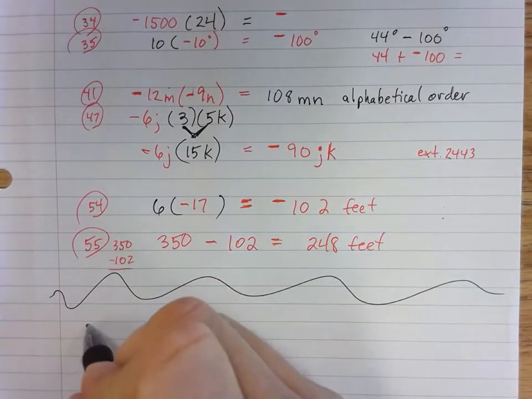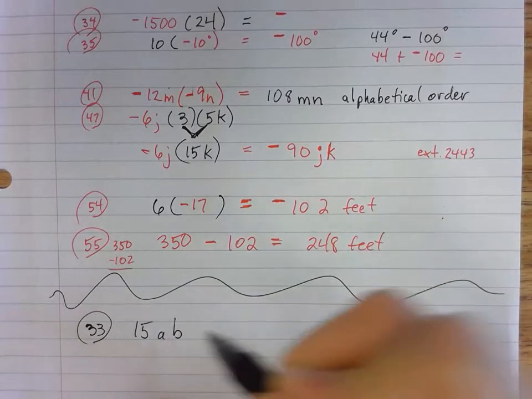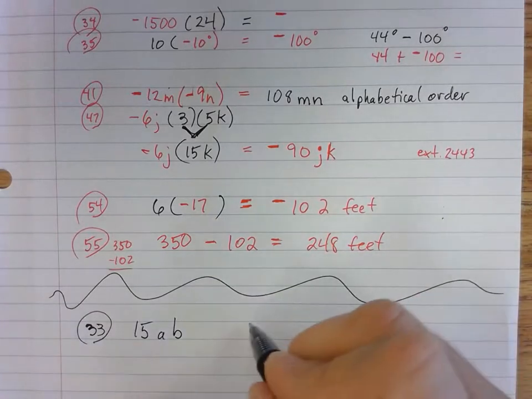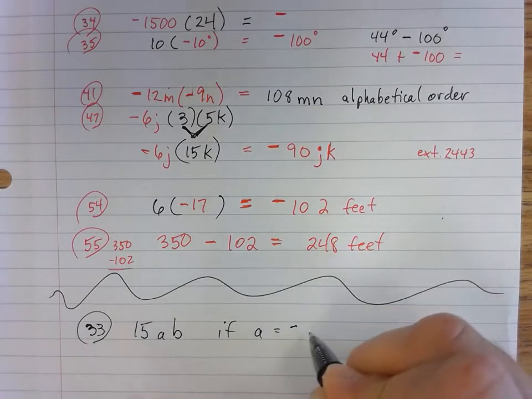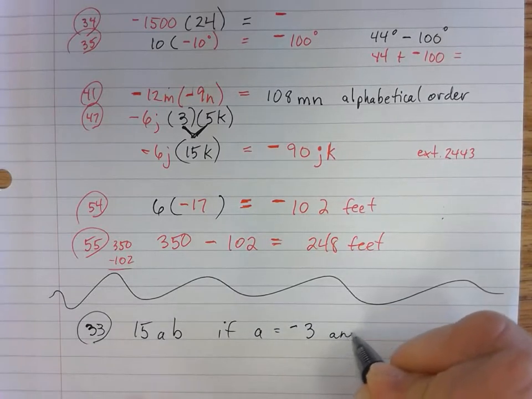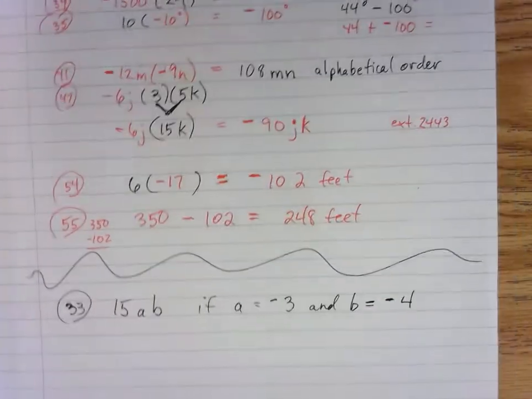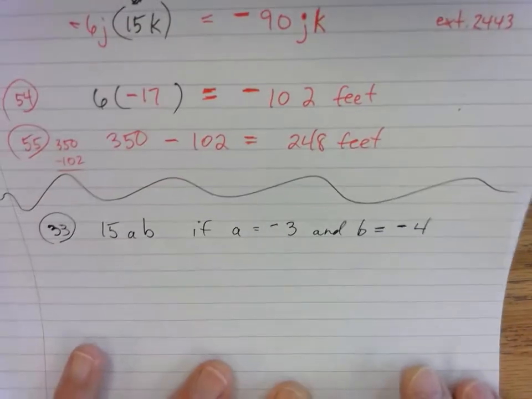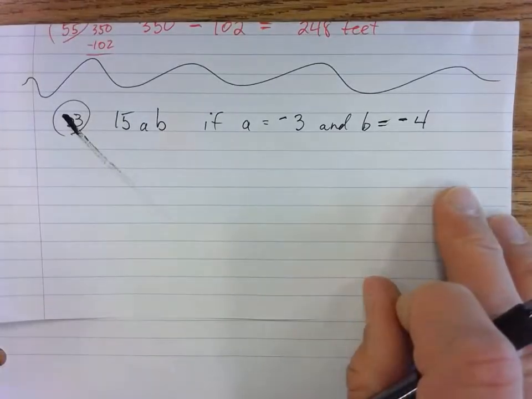All right, so 33 is 15 AB. And I'm just going to use a little bit different numbers. I'm going to say if A equals negative 3 and B equals negative 4. Okay? Can you see that all right? Hold that over a little bit. Okay. Oh, gosh, that smeared awful.